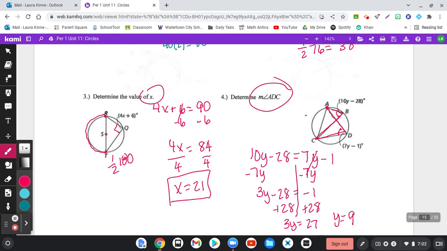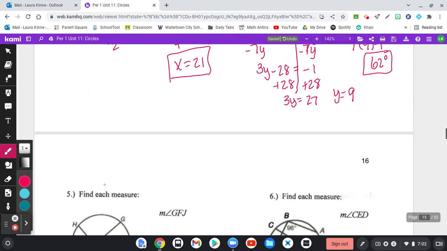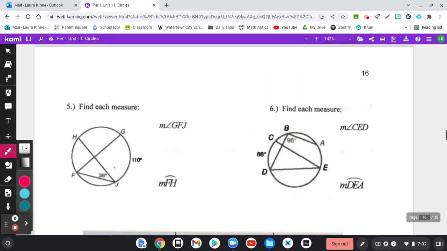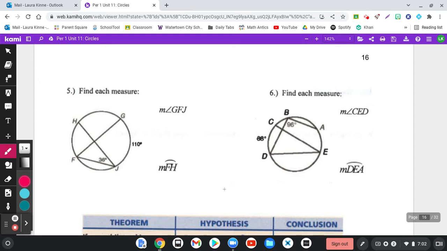This, though, is asking us to find the measure of ADC, so we'll plug it in right here. 7 times 9 minus 1 gives us 62 degrees. And if you were to check this one up here, it would also give you 62. So that tells you that you did your solving correctly. A couple more like that on the back. If you want, you can pause the video and try it.